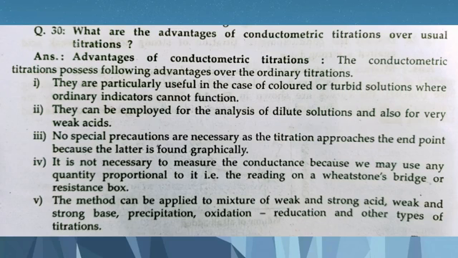The method can be applied to mixtures of weak and strong acids, weak and strong bases, precipitation, oxidation reduction and many other types of titration. So conductometric titrations are very useful and have advantages over the traditional acid base titration, in which we generally use a coloring agent as the indicator to get the end points. So I hope dear friends you have understood.